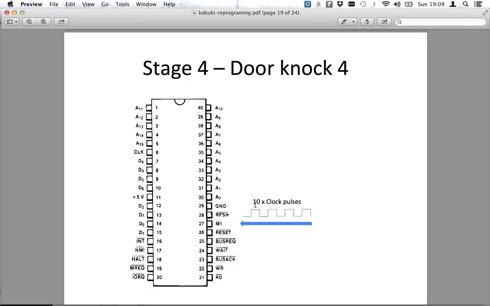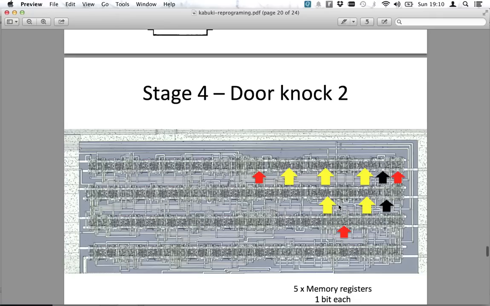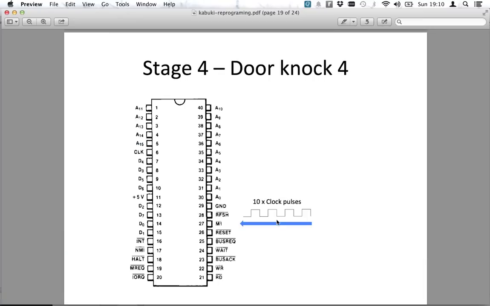Stage 4 completed. And this is basically because there are more registers here. Actually, it's 5 of them. And again, there is an XNOR attached to them, and they take the input of your actions. In this case, it's several pulses. And they take their second input from the power rail. This is positive, this is ground, positive, ground. And this is also the plus 5 XNOR attached to the plus 5 rail. And by inputting the sequence, 10 clock pulses, you basically finish with stage 4.